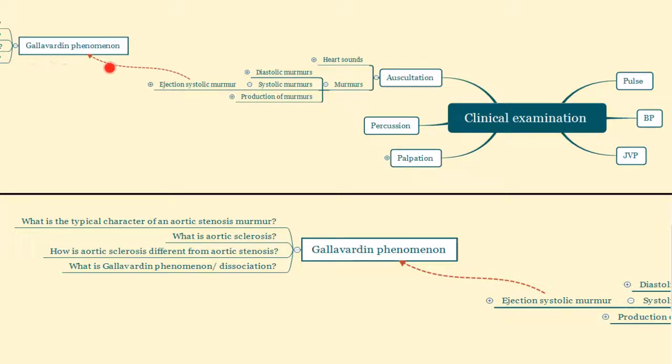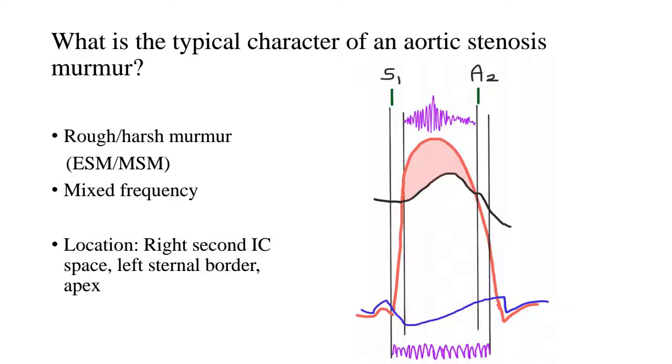So we're going to be talking about the Gallavardin phenomenon, which falls under clinical examination, auscultation, and specifically the ejection systolic murmur, because the Gallavardin phenomenon is most commonly seen in cases of aortic stenosis or aortic sclerosis, and those lesions are associated with an ejection systolic or a mid-systolic murmur. So I formulated four questions on the Gallavardin phenomenon to help you with your active recall. So let's start at the beginning.